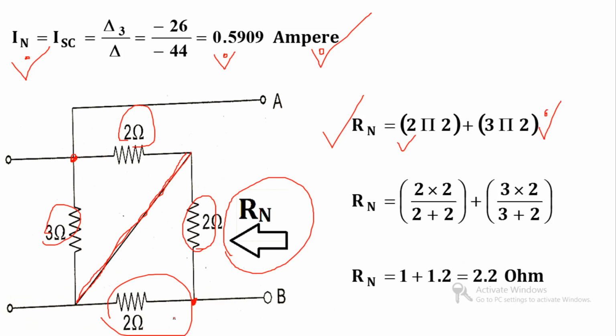Now, their parallel combinations come in series. After the parallel combination, these two resistances will be replaced by a single resistance and this also replaced with a single resistance. So those two resistances come in series. So the equivalent Norton resistance will be the series combination of these two parallel combinations. This 2 parallel 2 is equal to 1 ohm and this 3 parallel 2 is equal to 1.2 ohm. So the Norton resistance for this particular network is equal to 2.2 ohm.